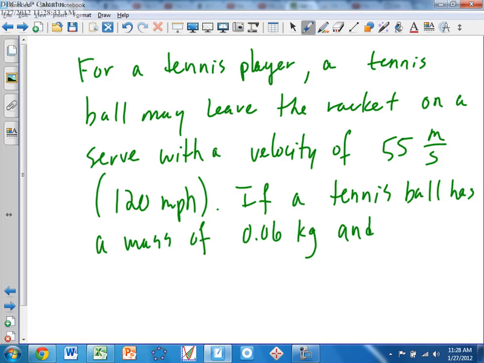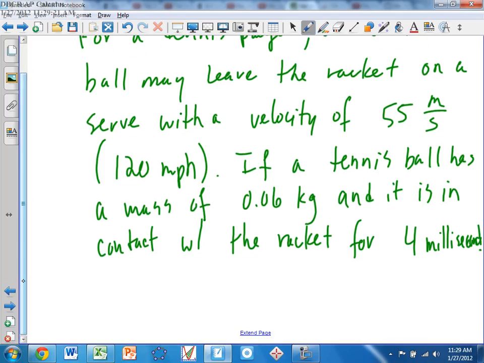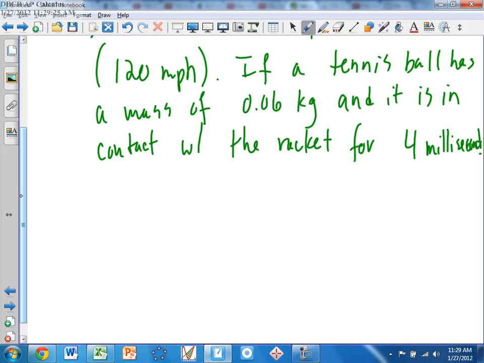And it is in contact with the racket for 4 milliseconds. All right. Find the average force. Find the average force of the racket on the ball. Question is, find the average force. How do you abbreviate milliseconds? MS.